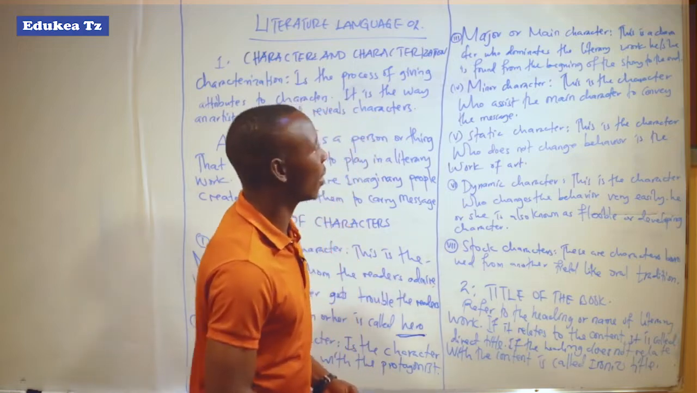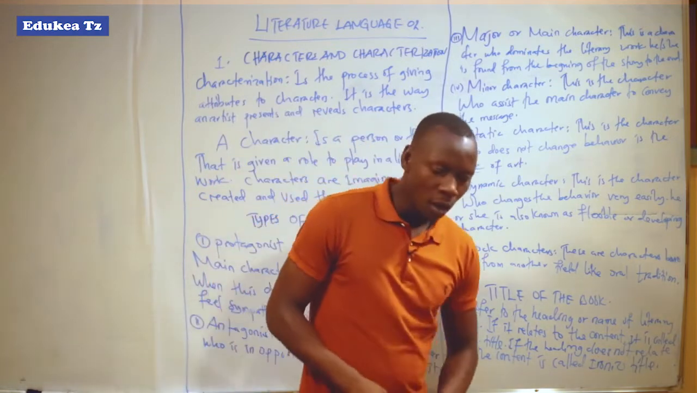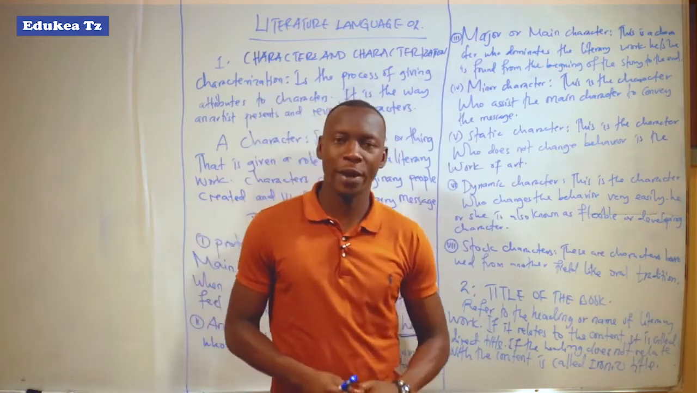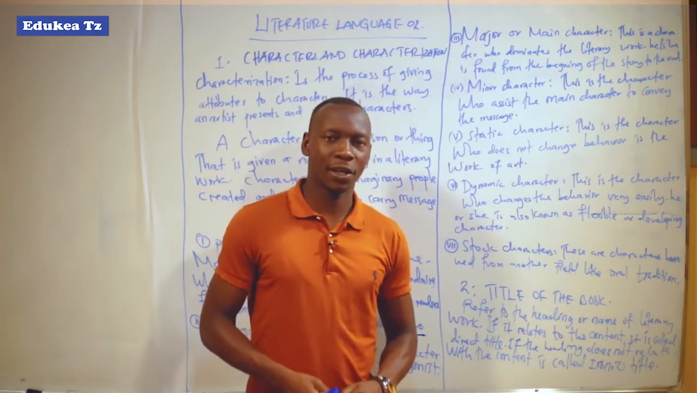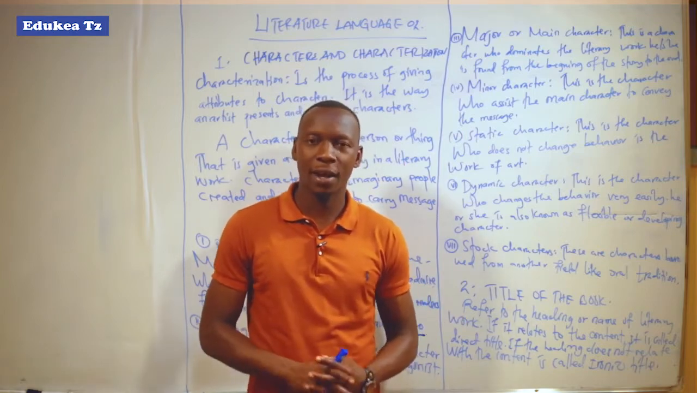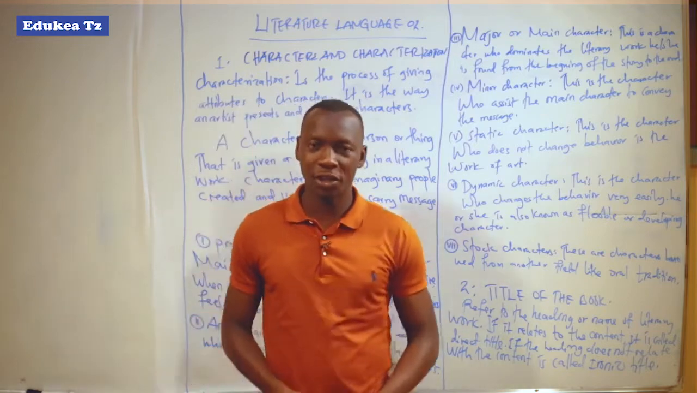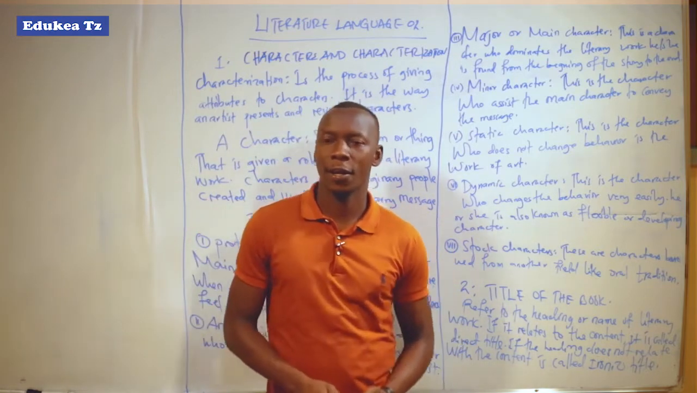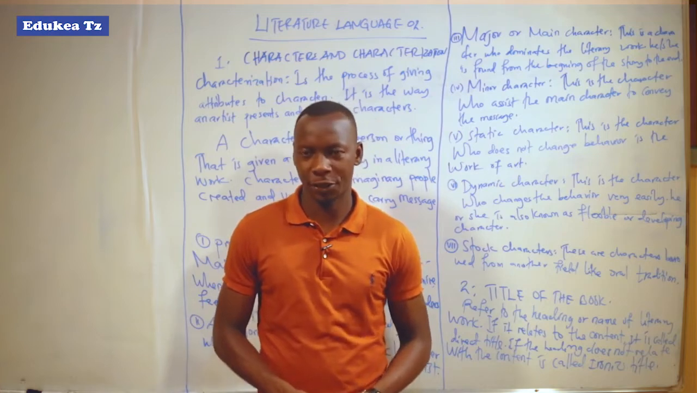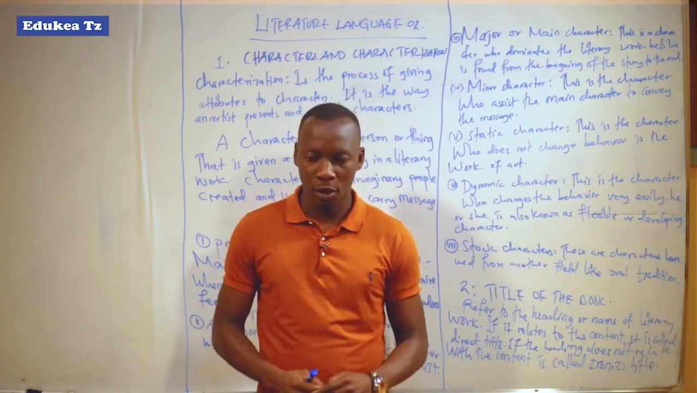The minor character is the character who assists the main character to convey the message. They are characters who play the minor parts in literary works, but they are not the main character. They are there to assist the main character. Example, in the novel A Man of the People by Chinua Achebe, in that text there is the man.